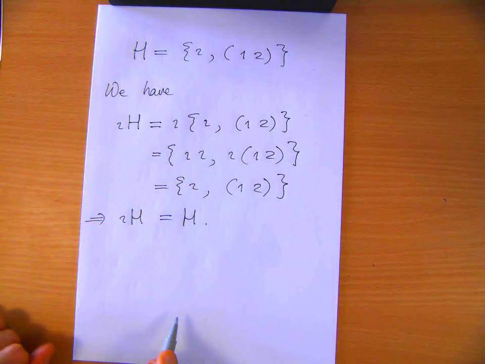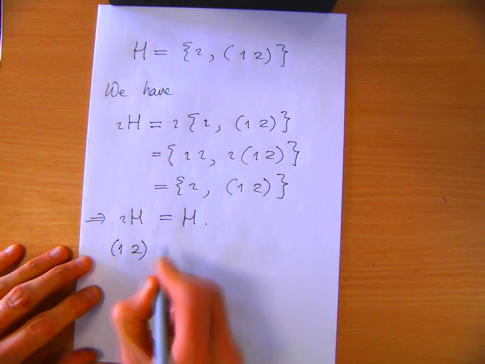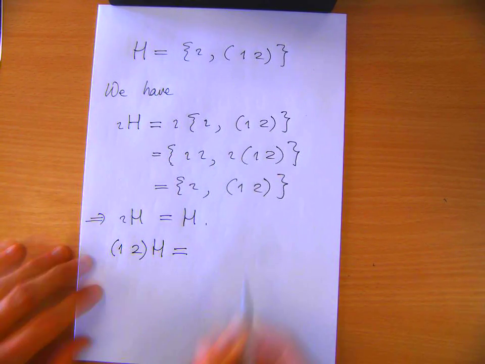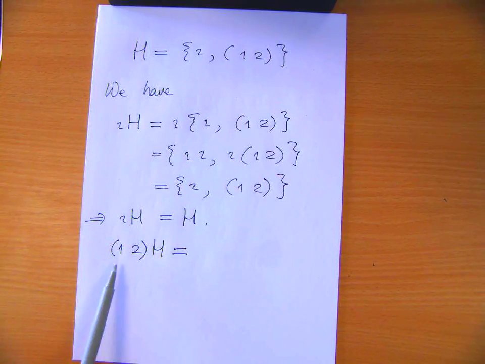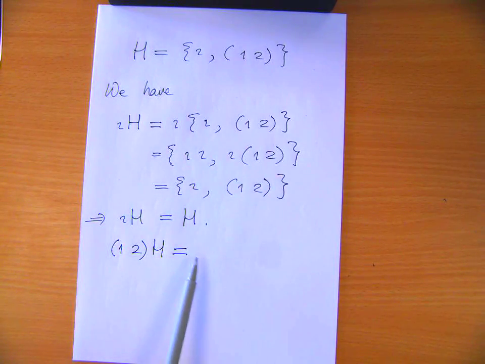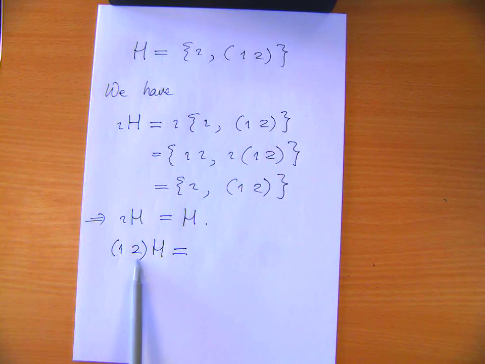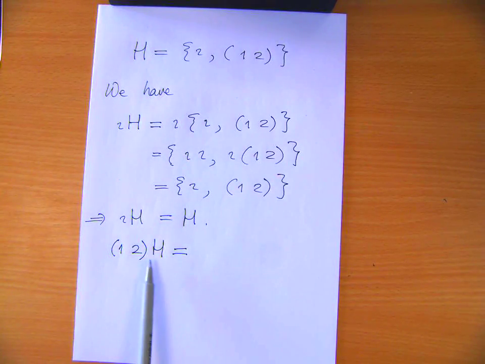Now, the next element that we listed in G is (1 2). So what's the left coset corresponding to (1 2)? Well, we know the answer to this already as well. Why? Since (1 2) is an element of H, this must be H as well, because we're talking about cells of a partition. There's only one cell that contains (1 2). And since H contains (1 2), the cell containing (1 2) must be H itself.